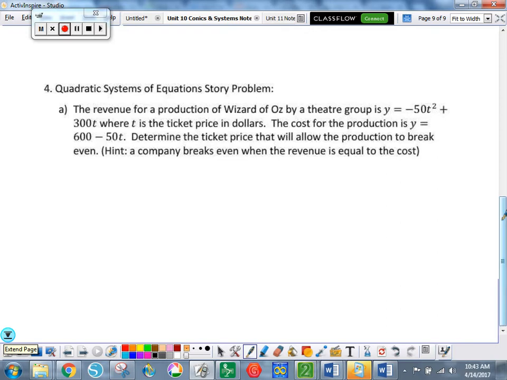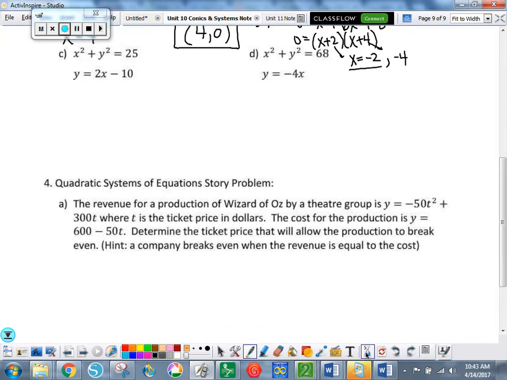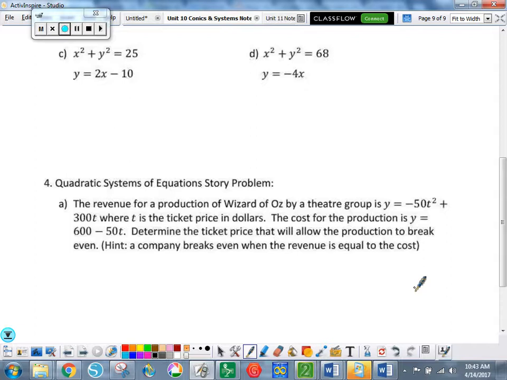Okay, looking at part C, how are C and D different? They're circles. All right, so you start by saying there is a substitution that I need to make. Where is it? Everywhere there's a y, what do you plug in? So this needs to be 2x minus 10. So let's substitute that: x squared plus (2x minus 10) squared equals 25.